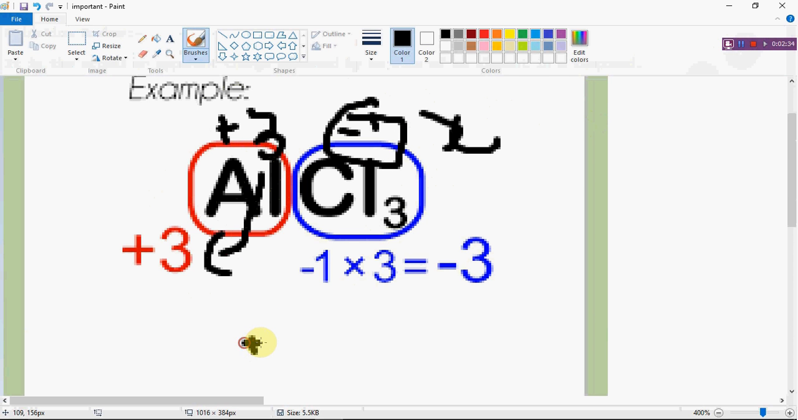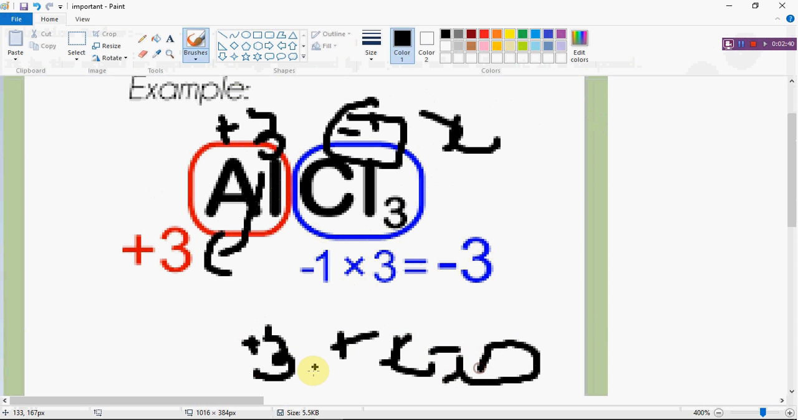So +3 plus X is equal to 0. We take +3 to the RHS and make it -3. So X is -3. So Cl is -3 for 3 Cl. When you divide -3 by 3, you get -1. So for each Cl, the oxidation state is -1.